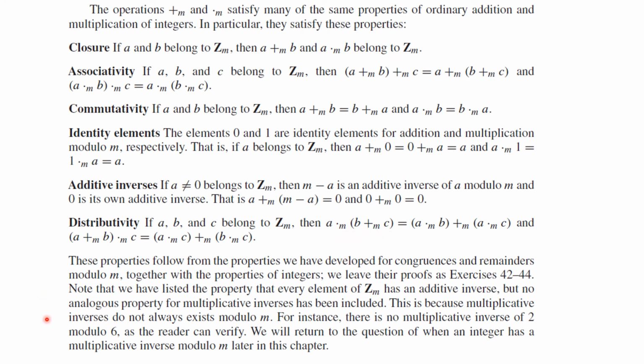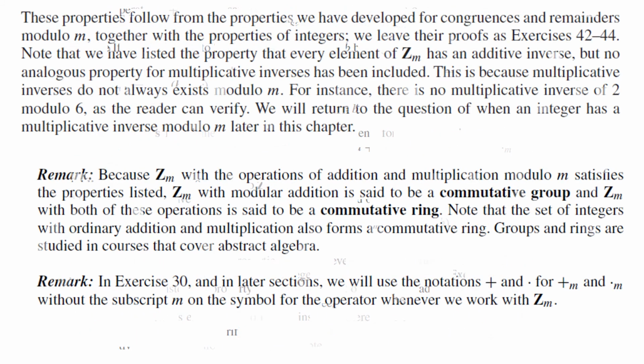These proofs are not hard, but there's an important thing that you want to note. We have listed a property that every element has an additive inverse, but there is not an analogous property for multiplicative inverses. This is because multiplicative inverses do not always exist mod m. There is no multiplicative inverse of 2 mod 6. You can verify that, and we'll talk more about that later, but let me continue here. These properties follow from the properties that we developed.